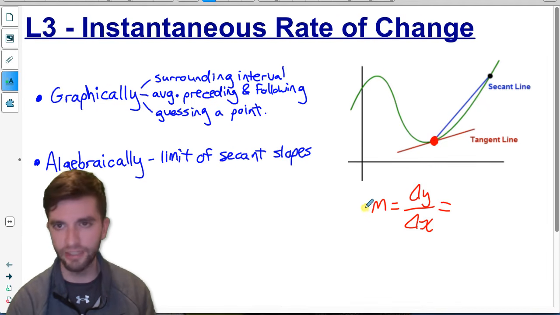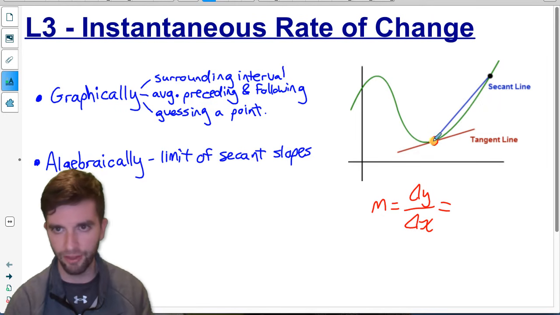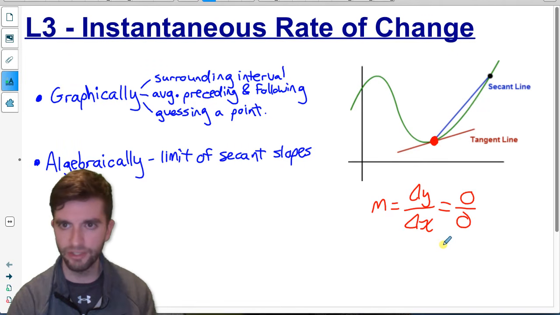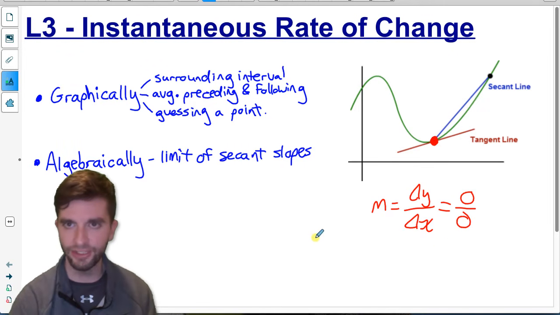Well, remember the rate of change formula is change in y over change in x, but at a single point, there is no change in y and there is no change in x. This is undefined. 0 divided by 0 is undefined. So how do we figure out the rate of change at a single point?